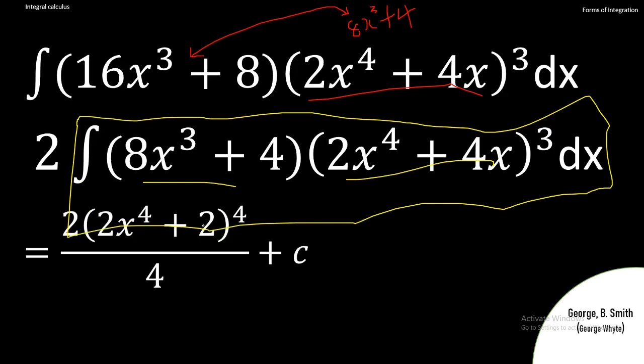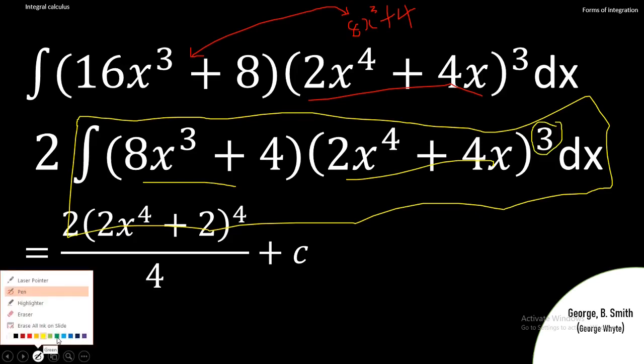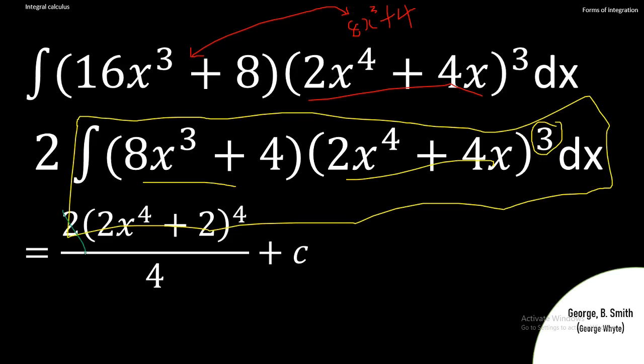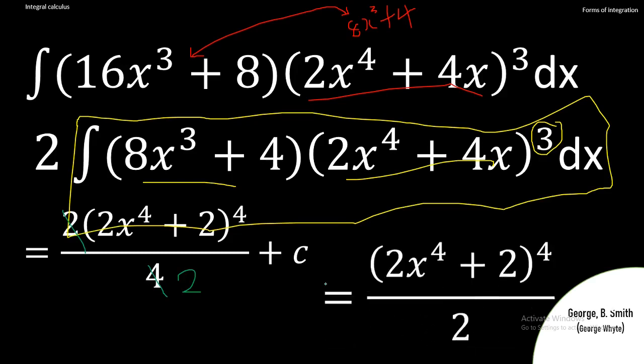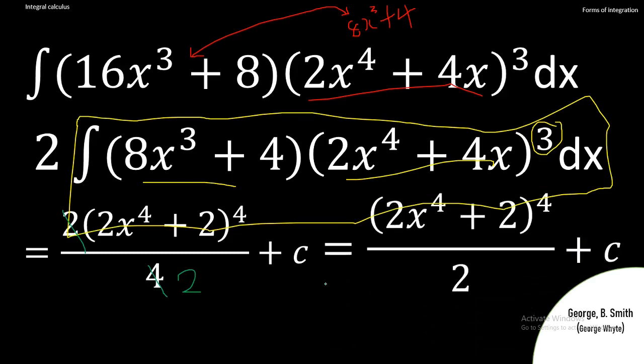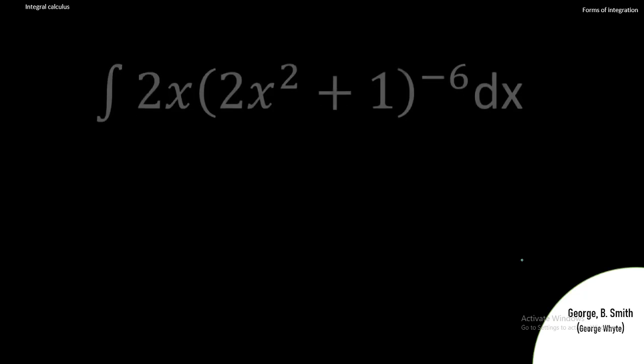2 times x to the power of 4 plus 2 raised to the power of 4, all over 4, because we're increasing the power by 1. From 3, the power becomes 4. Now this 2 can cancel out with this to give us 2. So the result is now going to be 2x to the power of 4 plus 2, all raised to the power of 4, divided by 2, and that is your result. So we have one last example to treat here.